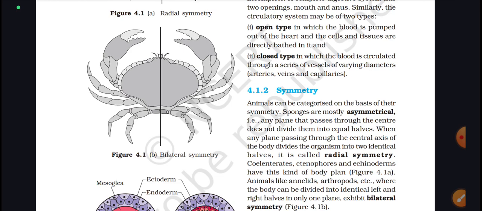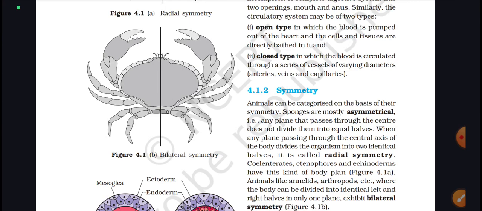Symmetry. Animals can be categorized on the basis of their symmetry. Sponges are mostly asymmetrical, that is, any plane that passes through the center does not divide them into equal halves. When any plane passing through the central axis of the body divides the organism into two identical halves, it is called radial symmetry. Coelenterates, ctenophores, and echinoderms have this kind of body plan.